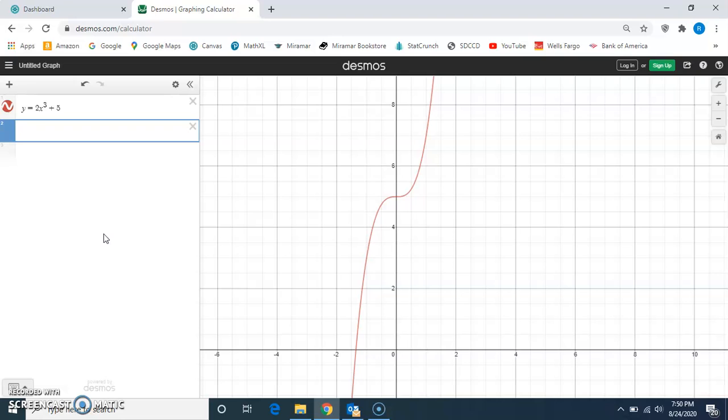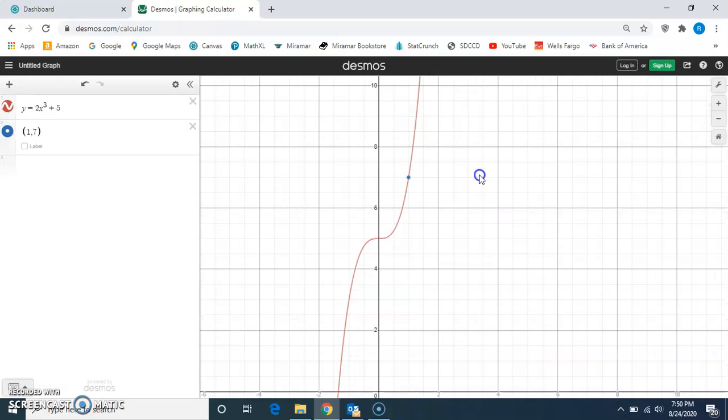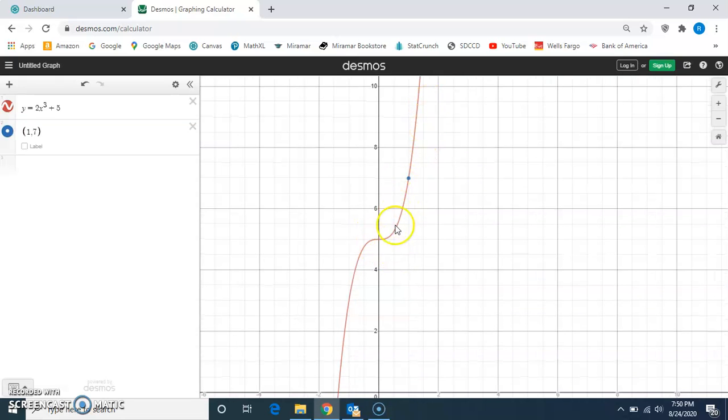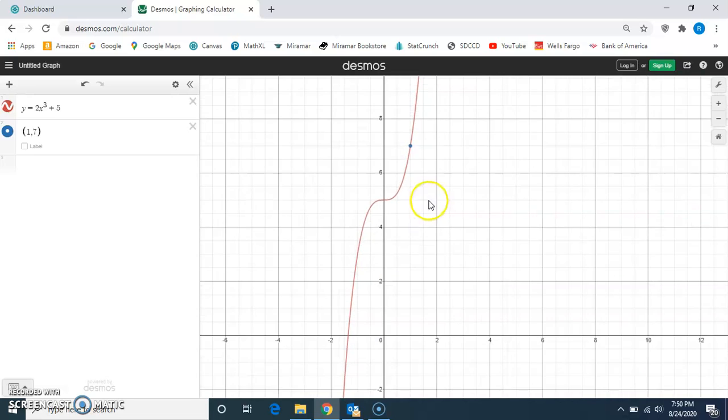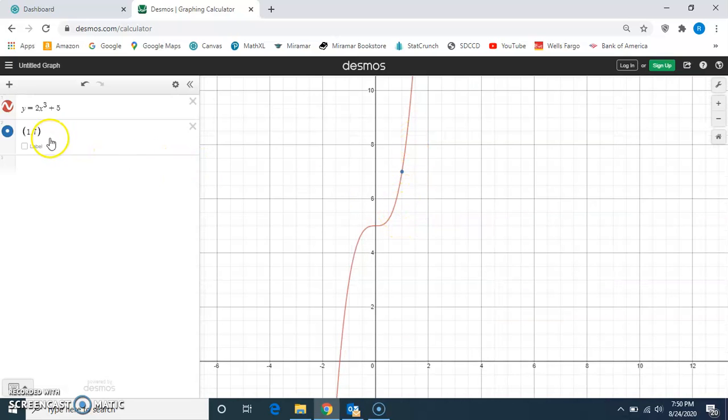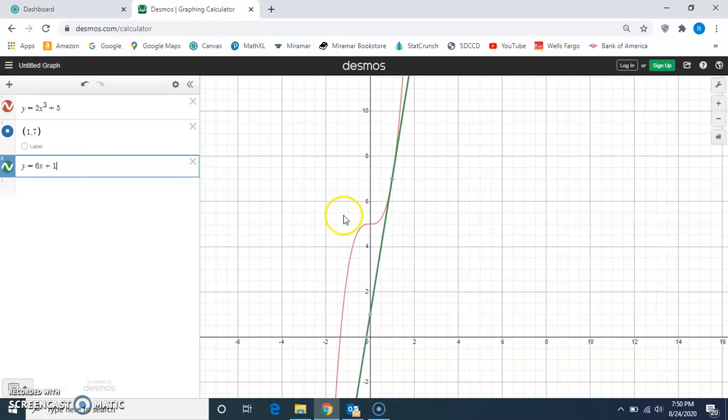And we had found the equation of the tangent line. Let me go back. The slope of the tangent line was 6, and it passed through the point 1, 7. So I'm going to graph that point 1, 7. That was the point in question, and we wanted to know what is the equation of the tangent line right there. So we first found the slope to be 6, but then we used the fact that it was 1, 7 to get the equation of the line. And we realized it was y equals 6x plus 1. And so there it is graphed.